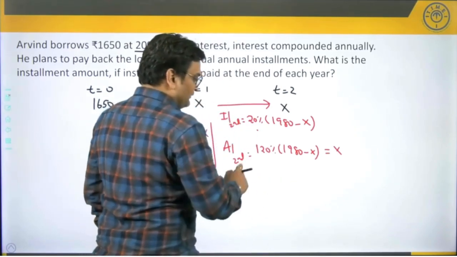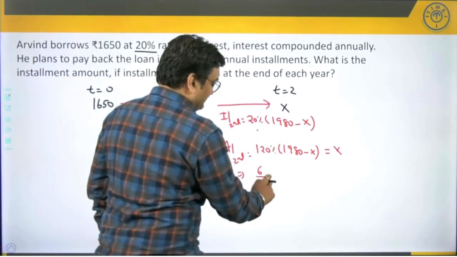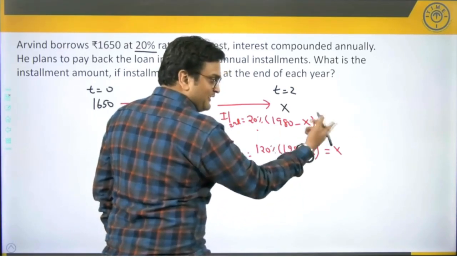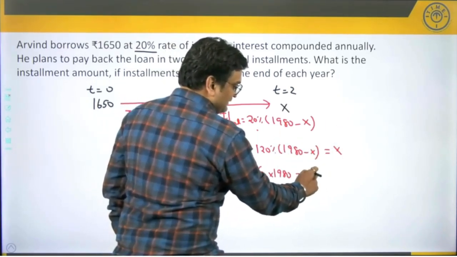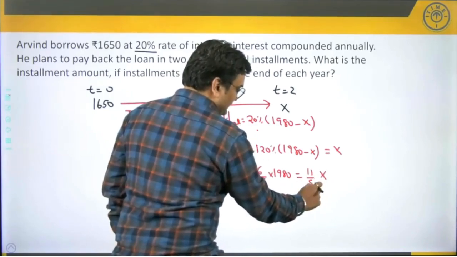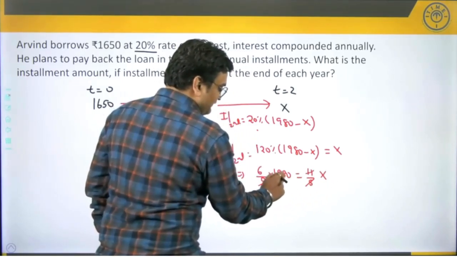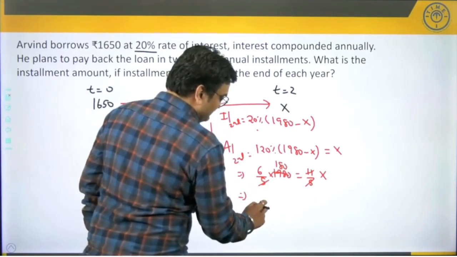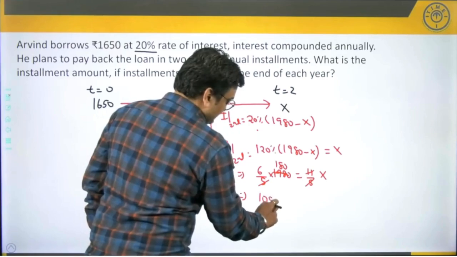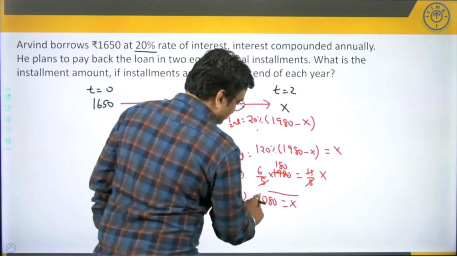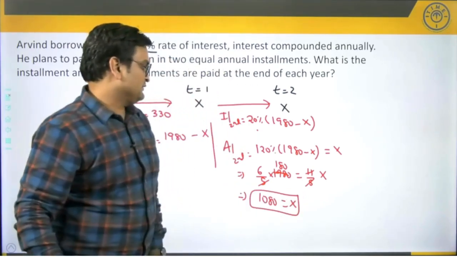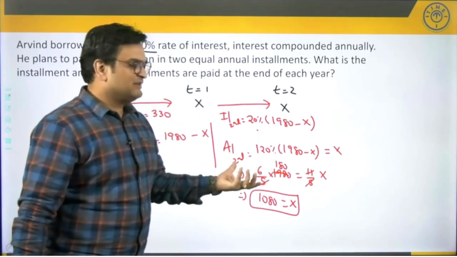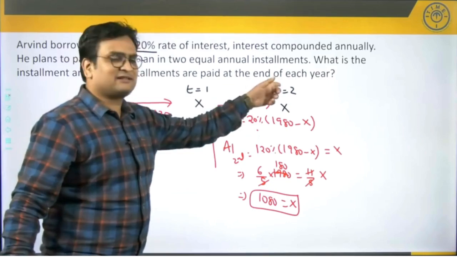So when you solve this, 120% is nothing but 6 by 5. 6 by 5 into (1980 minus X), and 6 by 5 X goes to the other side and becomes plus. It will give me 11 by 5 X. The 5 will cancel out. 11 will go into 1980, 180 times. So 6 into 180 will give us what? 1080 rupees is going to be our installment amount. So 180 into 6, I believe, is 1080. That will be our installment. That's what he asked us to find out.